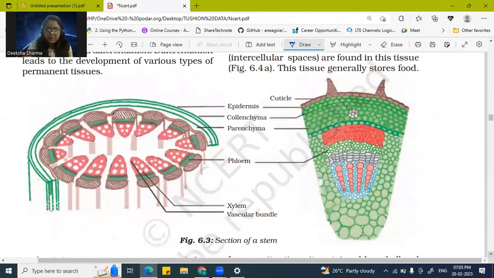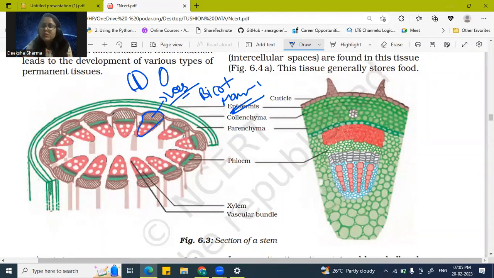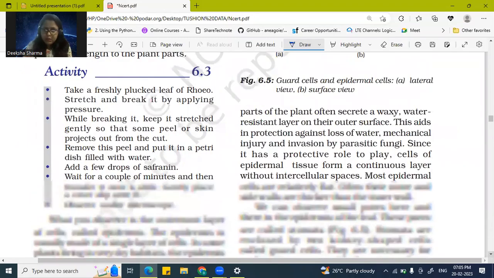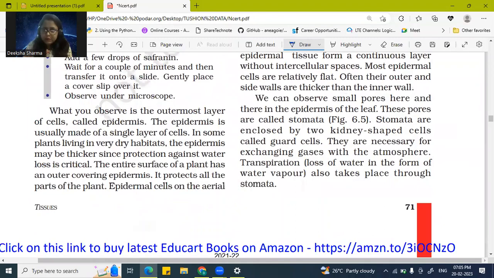Okay, so you can see a section of a stem is there. This is known as a vascular bundle. Just by looking at a vascular bundle, you can tell whether it is a dicotyledon plant or monocotyledon. Dicot means whose seed can be split into 2 equal parts. Monocot means one seed, one cotyledon only. This you will study later, so we will not go much deep into the concept. Let's come to the point again where we were.